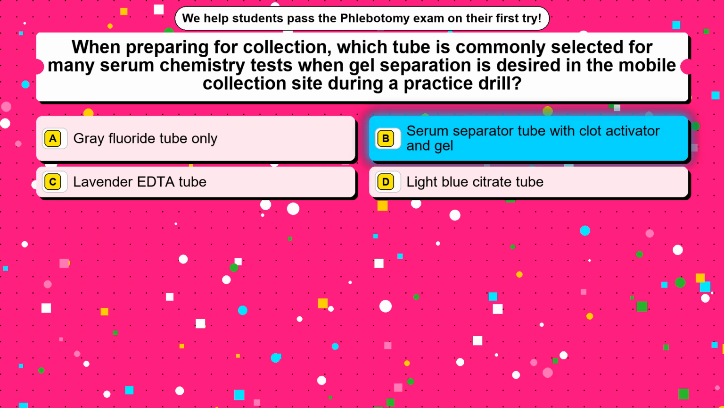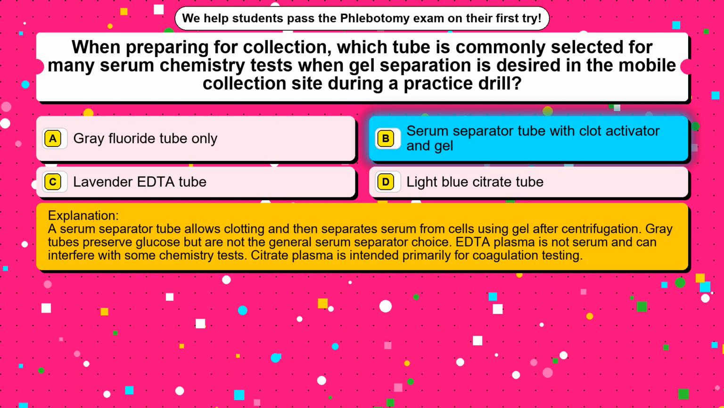The correct answer is option B. Serum separator tube with clot activator and gel. A serum separator tube allows clotting and then separates serum from cells using gel after centrifugation. Gray tubes preserve glucose but are not the general serum separator choice. EDTA plasma is not serum and can interfere with some chemistry tests. Citrate plasma is intended primarily for coagulation testing.